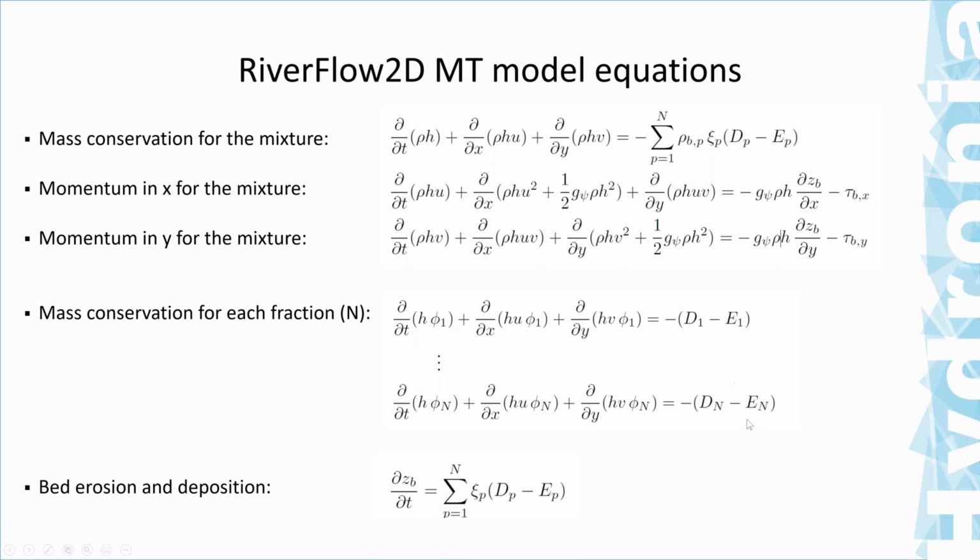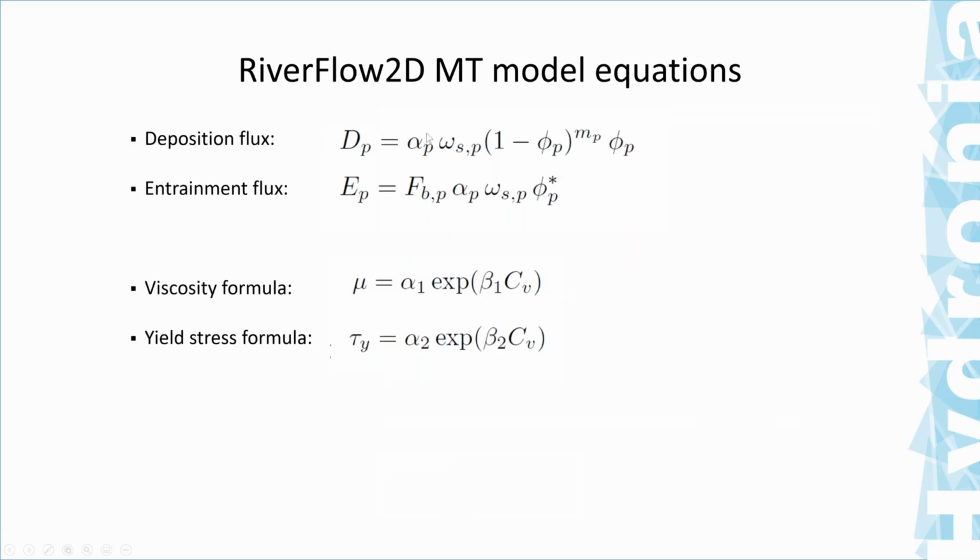So these D and E terms here are the deposition and entrainment fluxes. And these fluxes are the ones used to represent how the bed is changing in time. There are other terms that I don't want to get too much into the technical details of. In the manual, you will find all the descriptions of the different terms and variables.